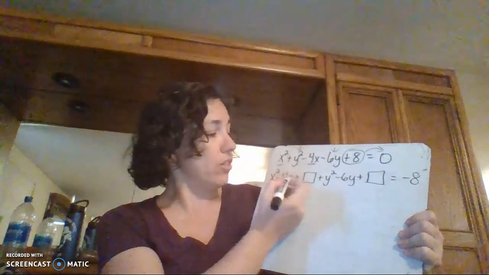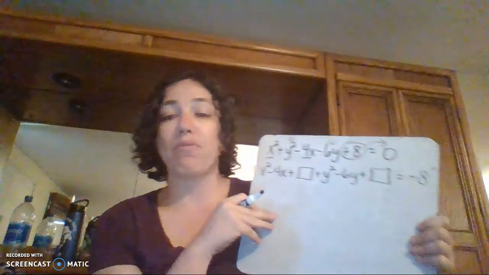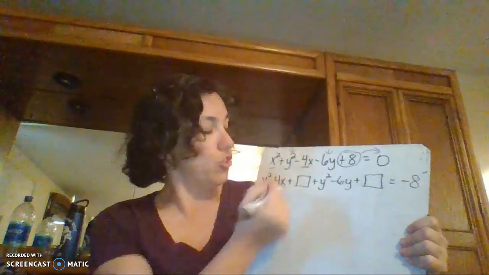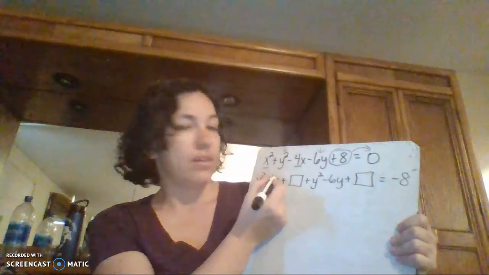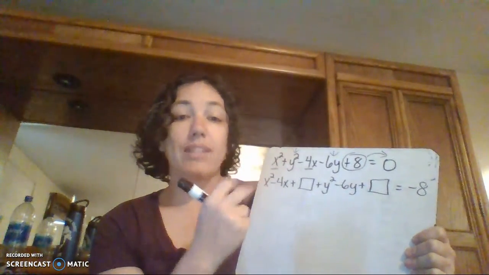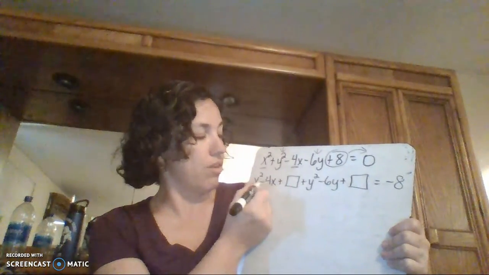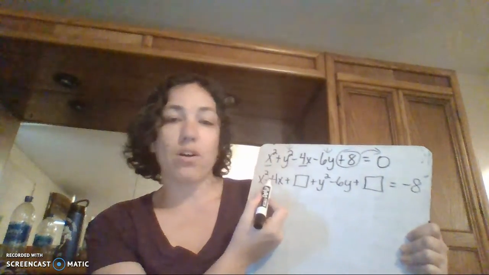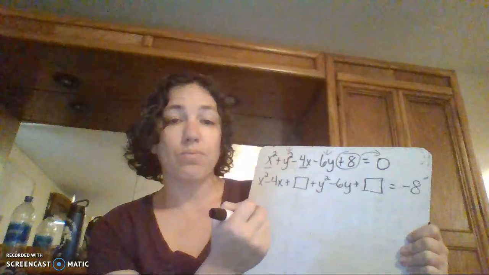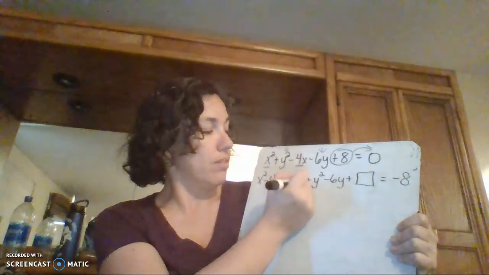Now, what I want to do is complete the square. If you remember from Algebra 1, completing the square is just taking this middle term here, dividing by 2, and squaring it. And we're not doing the entire term, not the x, just the coefficient. So negative 4 divided by 2 is negative 2. Squared would be positive 4.